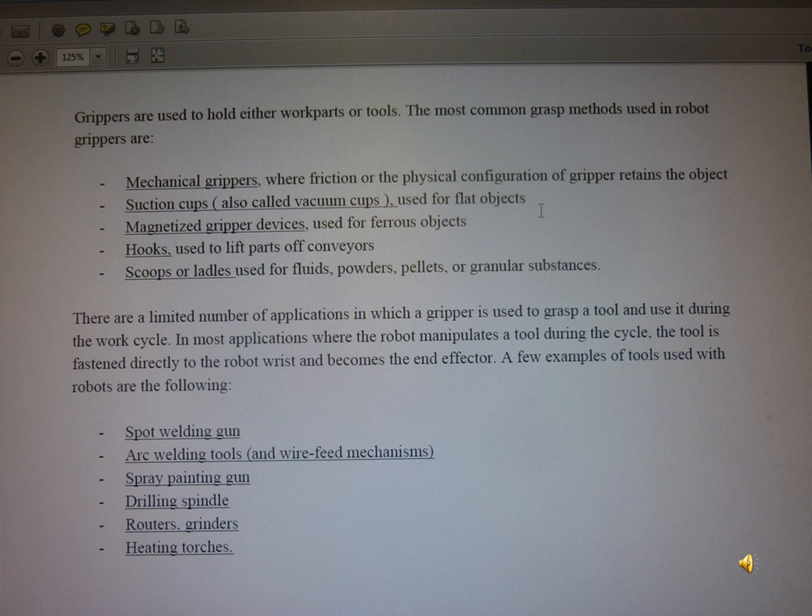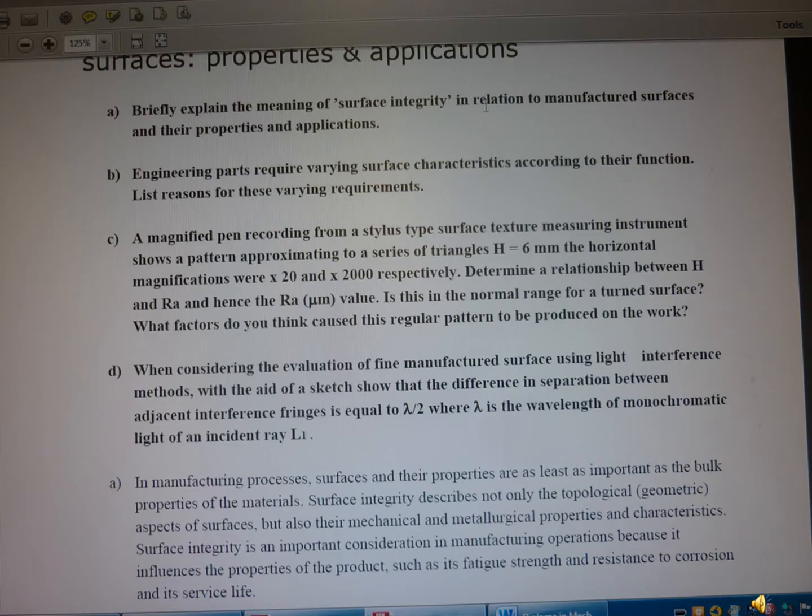In manufacturing processes, surfaces and their properties are at least as important as the bulk properties of the materials. Surface integrity describes not only the topological geometry aspect of the surface, but also its mechanical and metallurgical properties and characteristics. Surface integrity is an important consideration in manufacturing operations because it influences the properties of the product, such as fatigue strength, resistance to corrosion, and its service life.